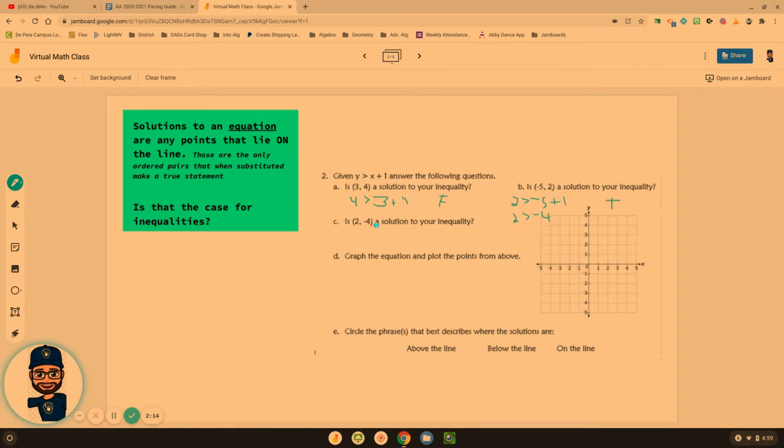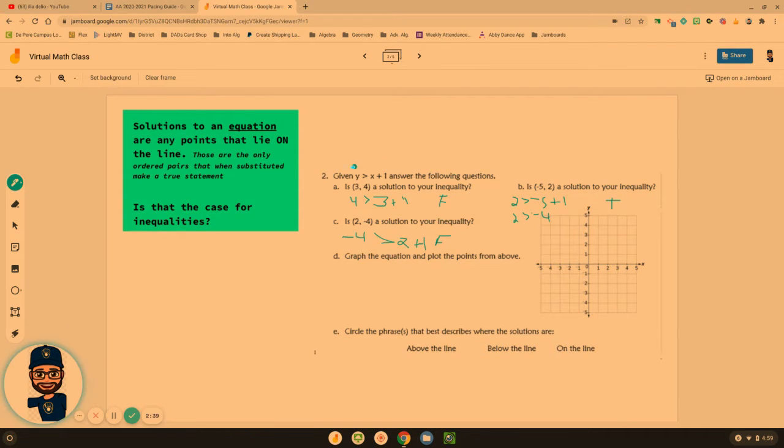If we check 2, negative 4, we're going to get negative 4 greater than 2 plus 1. That's another false statement. So you can see that I have two false statements and one true, meaning these two do not satisfy the inequality. They're not part of the solution set, where negative 5, 2 is.